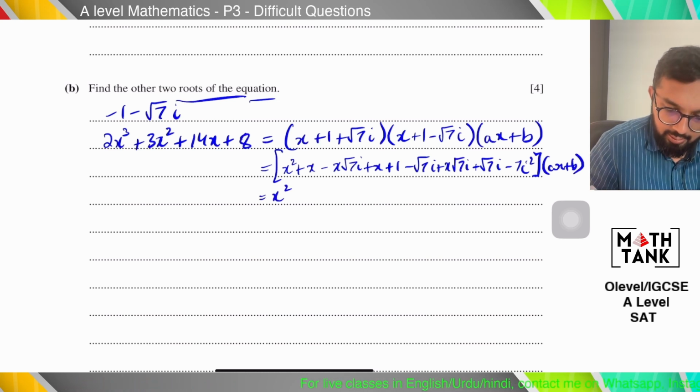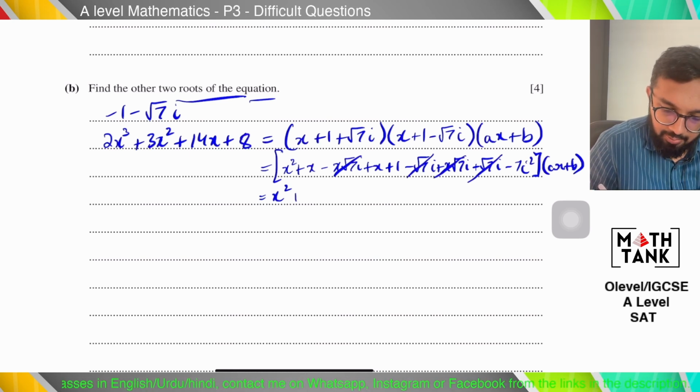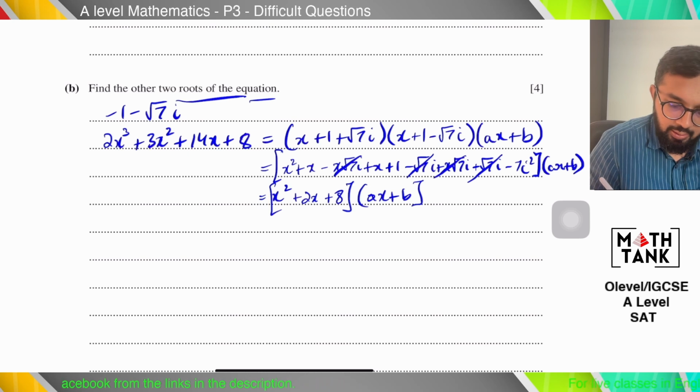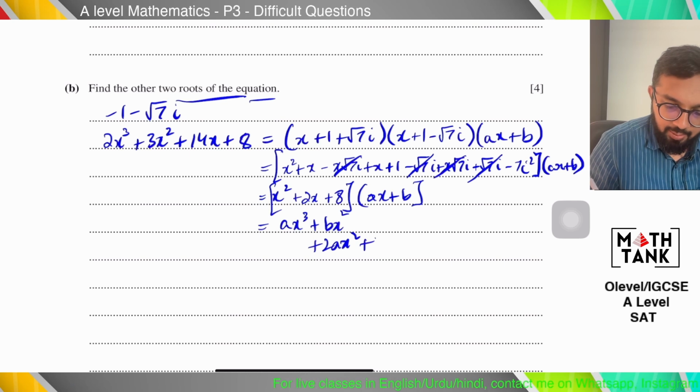x squared plus 2x plus 8, ax plus b. Ax cubed plus bx squared plus 2ax squared plus 2bx plus 8ax plus 8b.